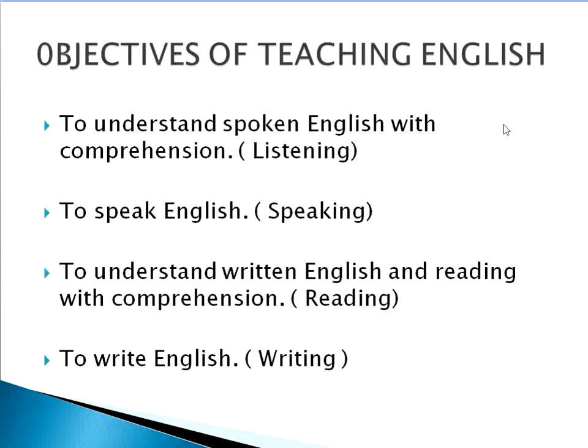So at the very outset, let me mention the four skills or the objectives of teaching English in school. Number one is to understand spoken English with comprehension, that is listening. Number two, to speak English, that is speaking. Number three, to understand written English and reading with comprehension, that is reading. And number four, to write English, that is writing. So we will work on these four objectives of teaching English in school. So let's discuss one by one.